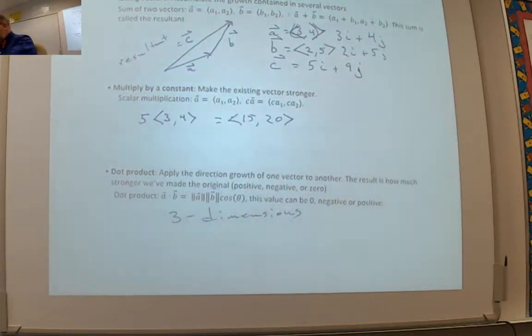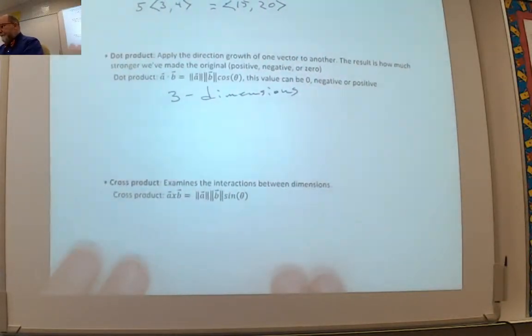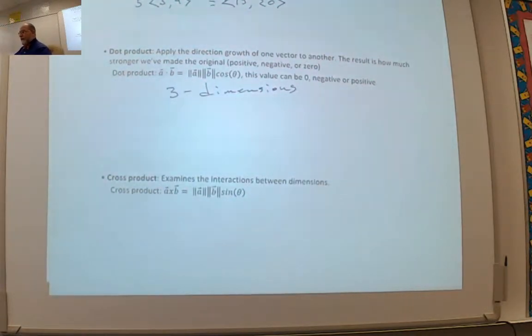Okay. The cross product looks like this. Again, notice the X here. You need to know the magnitude of A, the magnitude of B, and the angle between them. Then you just take those two magnitudes and multiply them by the sine of the angle.